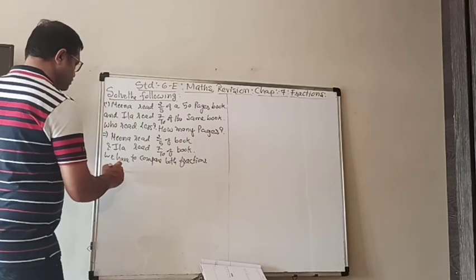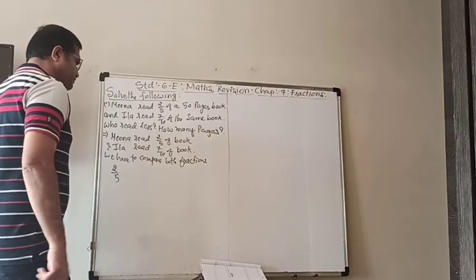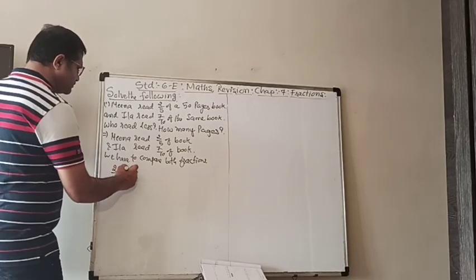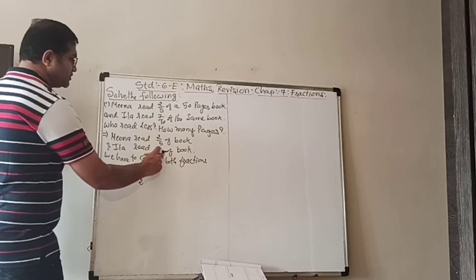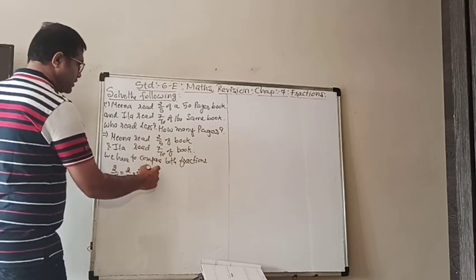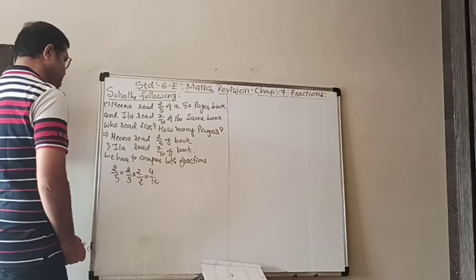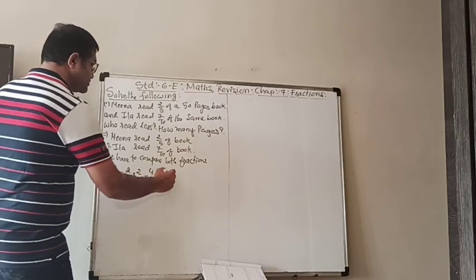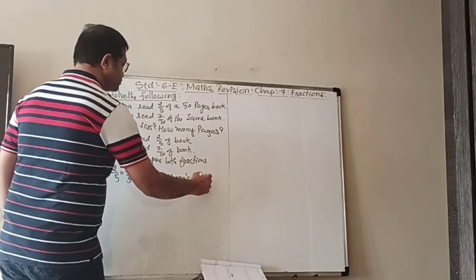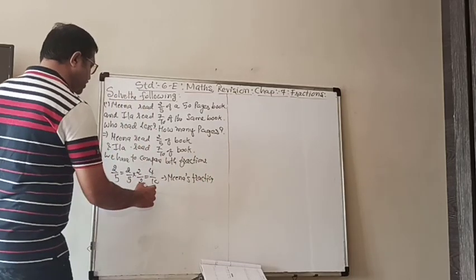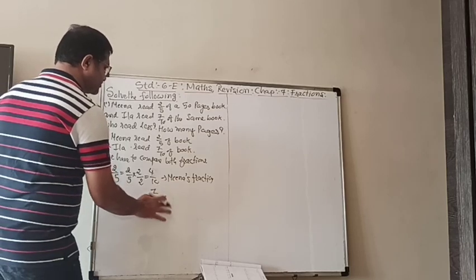So now 2 by 5 and 7 by 10 here. So 2 by 5 will be multiplied by 2 upon 2 to make 10, because the LCM will be 10, is equal to 2 2s are 4 upon 10. That is Meena's fraction. And Ila's fraction is already 7 upon 10.